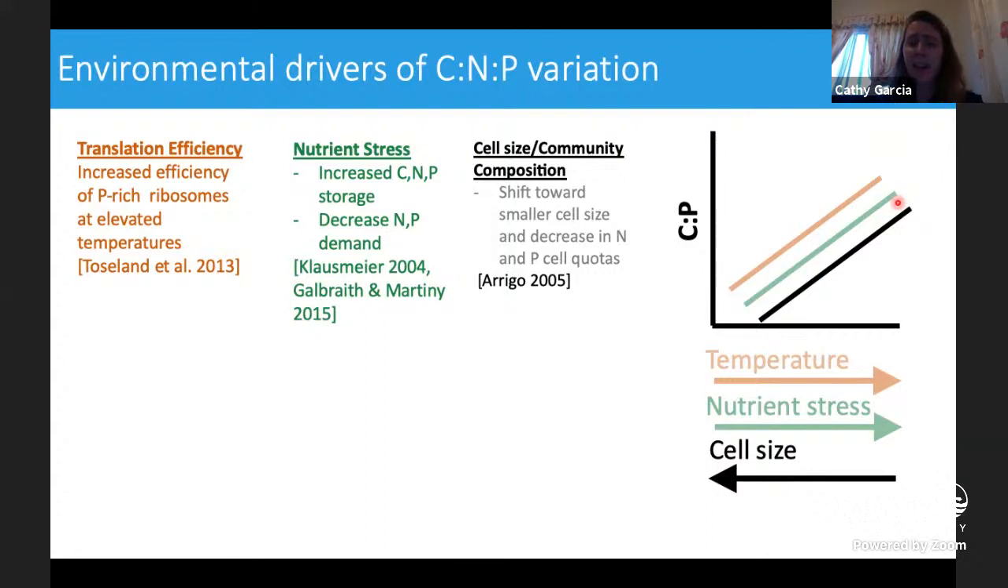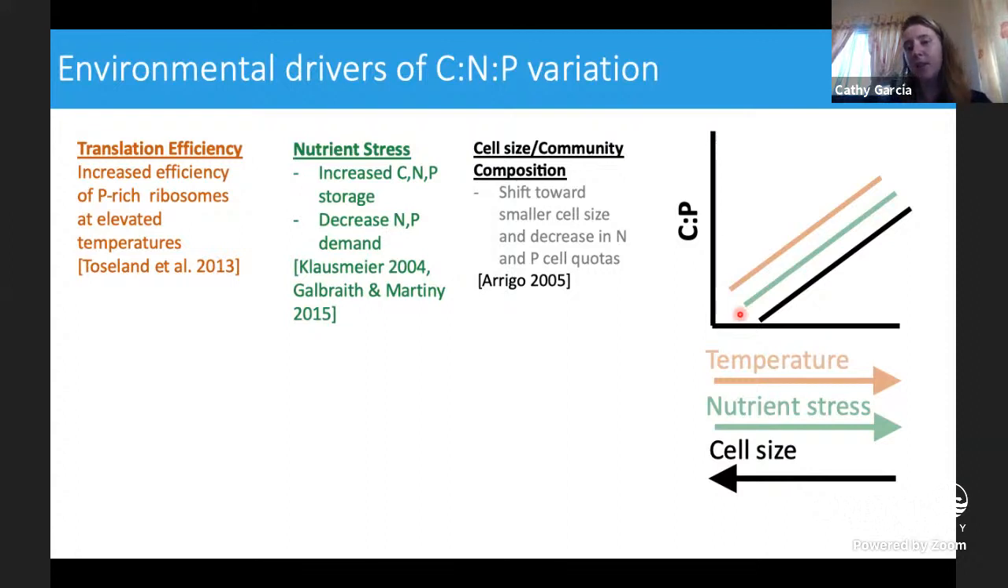And the last one, which we tested in one of these Indian Ocean studies, is the effect of simply cell size and community composition. In Arrigo's paper in 2005, he talked about different lifestyle strategies, a bloomer and a survivalist, where small phytoplankton are optimized to have lower N and P quotas. So again, a larger C to P, versus larger phytoplankton, which are going to be able to have luxury storage and be able to increase their internal cellular quotas.